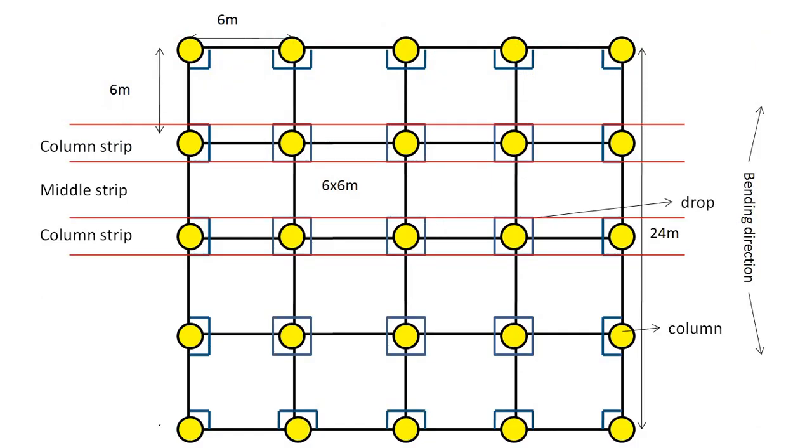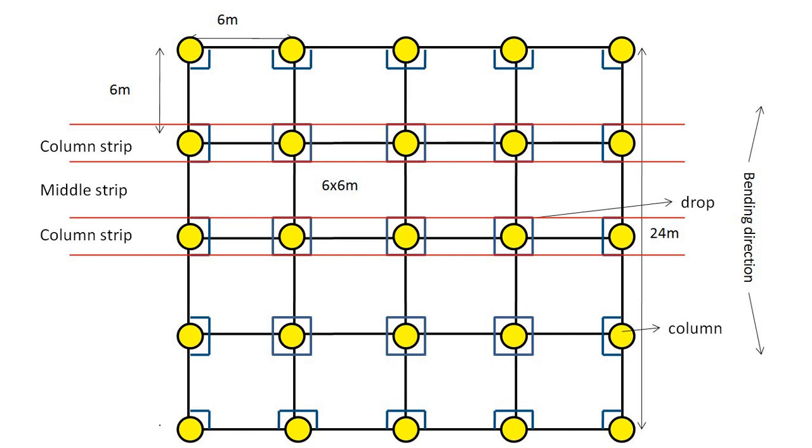So before starting the solution, we have to understand some of the terms, to clear the picture. Here you can see the plan of the warehouse. The yellow dots, which are the columns, are in circular shape, and the blue squares are the drops that have been provided.